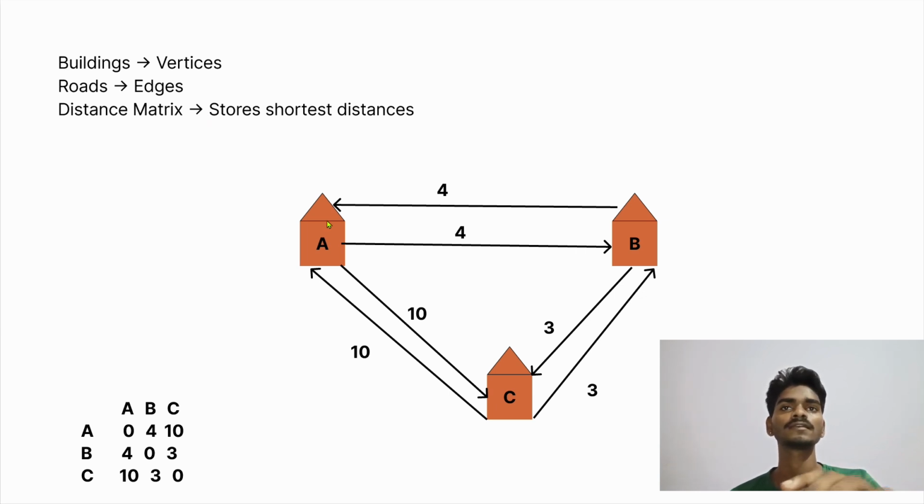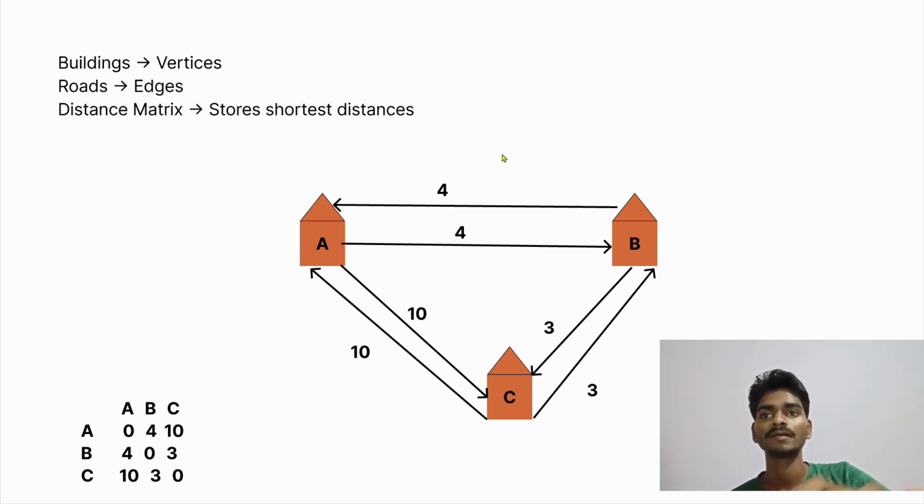As we can see in the image, there are three buildings, that is A, B and C. From A to B there is a road, which has a weight of 4. In the same way, from B to A there is a road which also has a weight of 4.